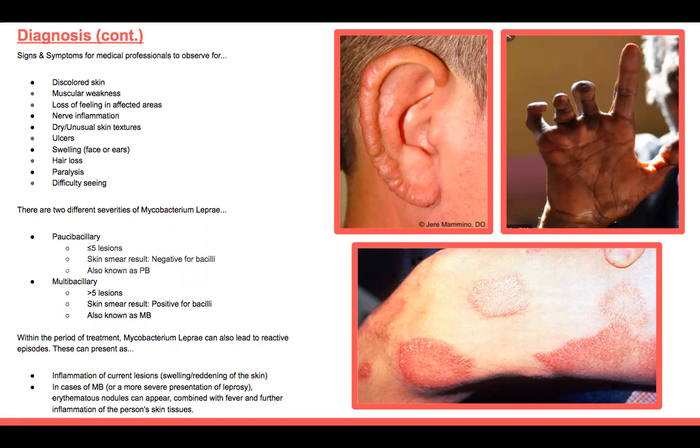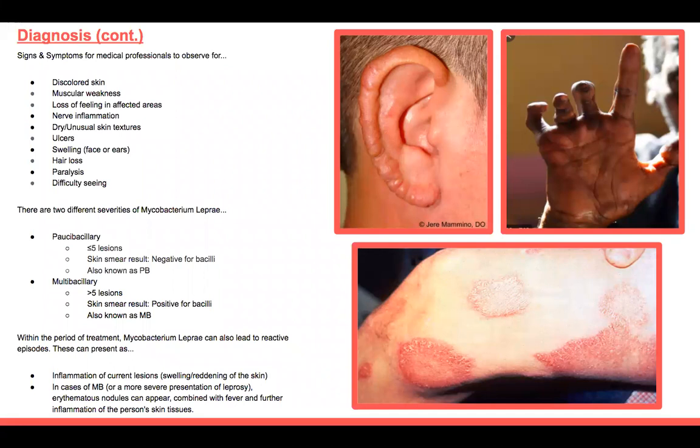There are two different severities of Mycobacterium leprae. One is paucibacillary, which means that there are less than 5 skin lesions, and within a skin smear result, it would be negative for the presence of bacilli. The other severity, which is worse, would be multibacillary, which means there are more than 5 skin lesions, and within a skin smear result, it would be positive for the presence of bacilli.